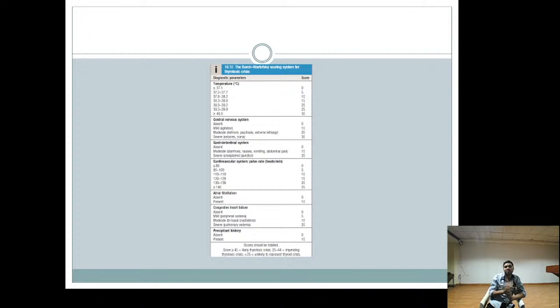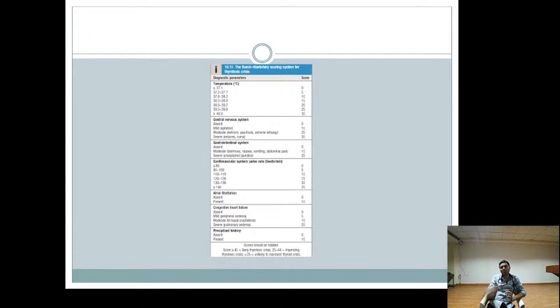The Burch-Wartofsky scoring system for thyrotoxic crisis includes measurement of temperature. The scoring is given for each feature. We look for temperature and any central nervous system features like delirium, psychosis, seizures or coma, or any involvement of the gastrointestinal system in the form of diarrhea, nausea, vomiting, abdominal pain, or any unexplained jaundice, and cardiovascular system involvement in the form of tachycardia, atrial fibrillation, congestive heart failure, and the scoring is given.